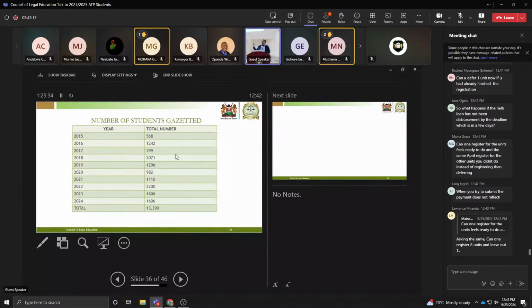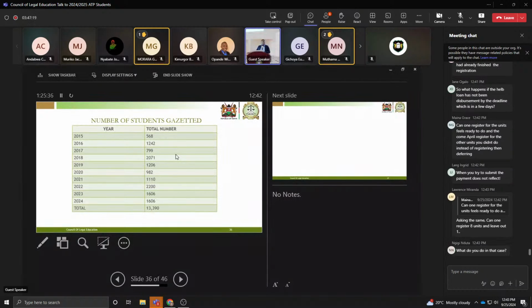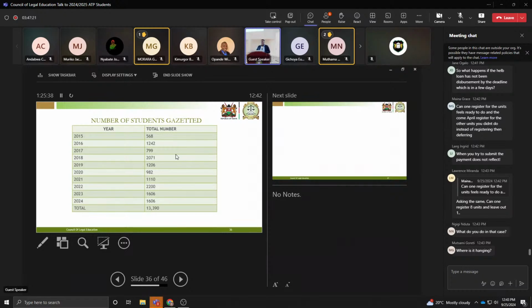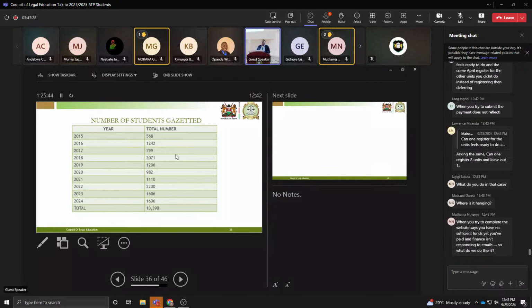Then you will write an email, saying I paid on this date, can't see my name in the list of those who have registered. Now we have to go manually and look for the code that you used to pay through eCitizen.